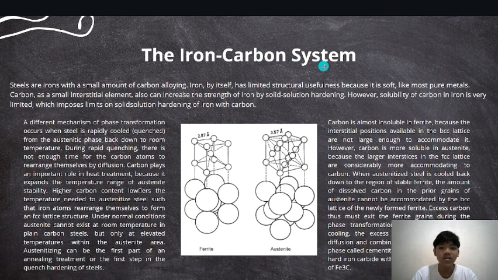First, the iron-carbon system. Steels are iron with a small amount of carbon alloy. Iron by itself has limited structural usefulness because it is soft, like most pure metals. Carbon, as a small interstitial element, can increase the strength of iron by solid solution hardening. However, the solubility of carbon in iron is very limited, which imposes limits on solid solution hardening of iron with carbon.